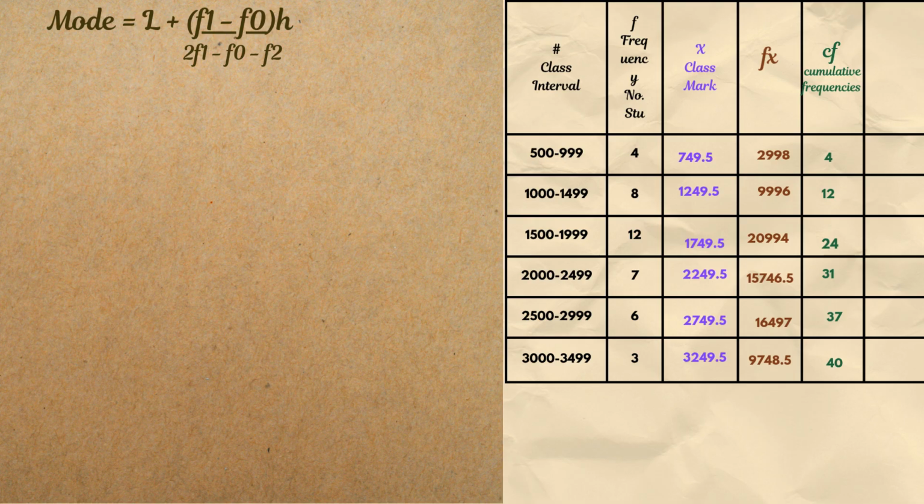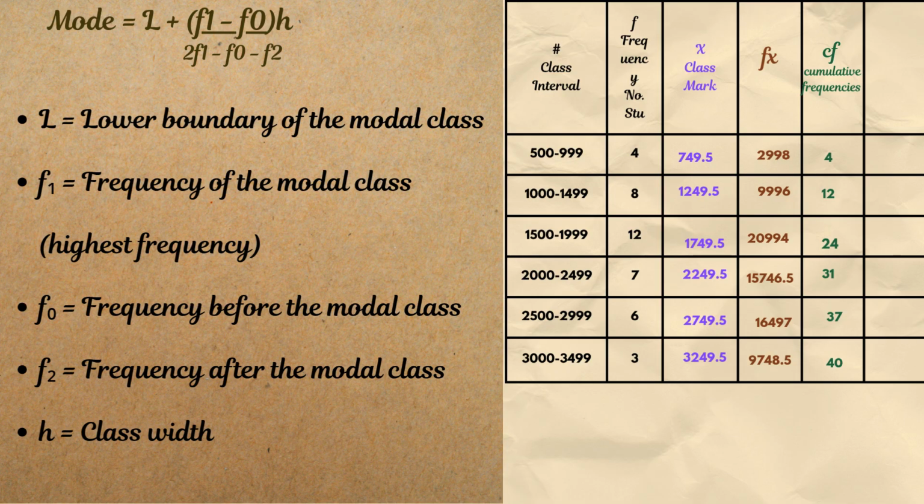Mode equals L plus open bracket F1 minus F0 divided by 2F1 minus F0 minus F2 close bracket multiplied by H, where L equals lower boundary of modal class. F1 equals frequency of modal class. F0 equals frequency before modal class. F2 equals frequency after modal class. H equals class width. Let's identify the values.